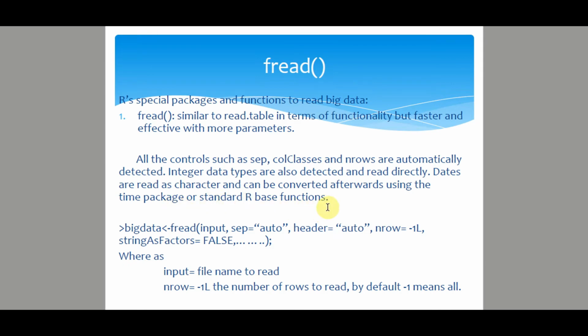So to implement the fread function, type fread, then the input is the file name to read, sep is equal to auto, header auto, enabling the rich features of automatic identification of the fread function. Then comes nrows is equal to -1L, that is the number of rows to read. By default, -1 means all.